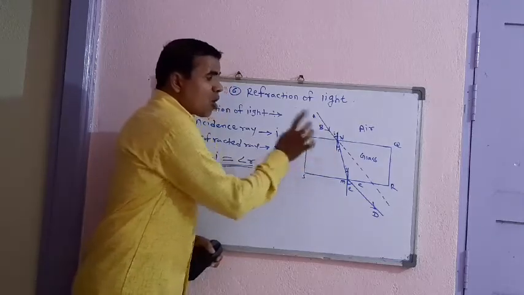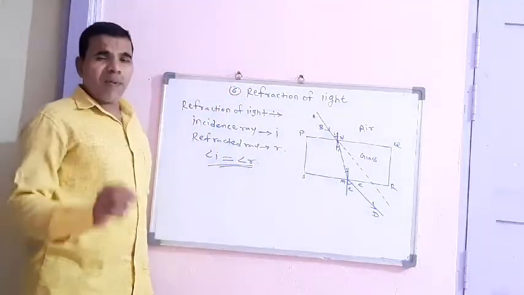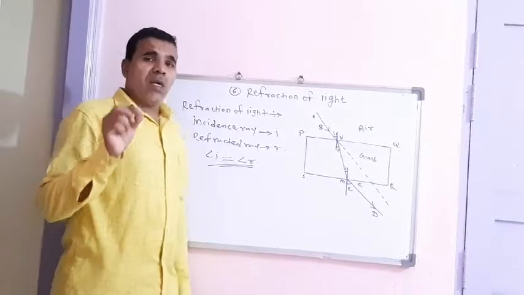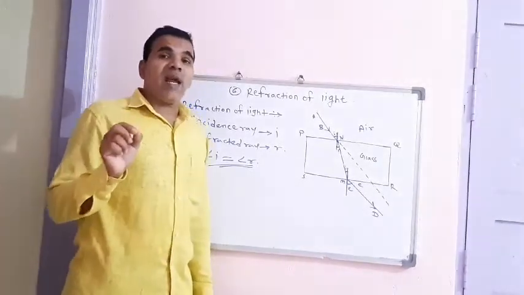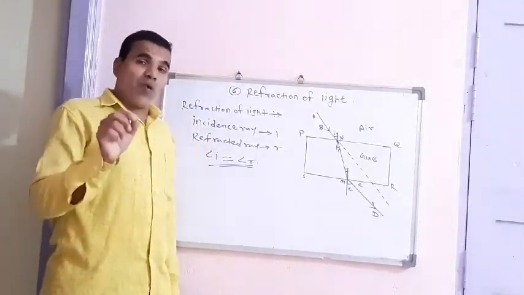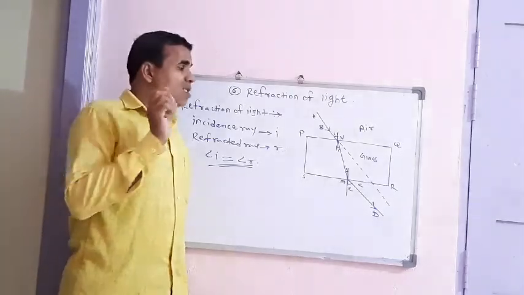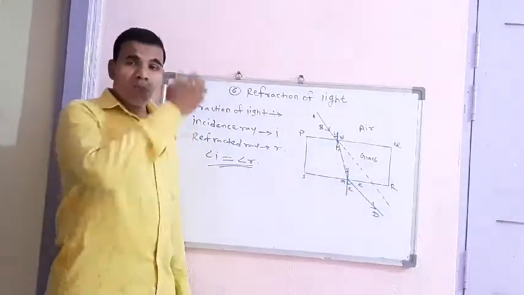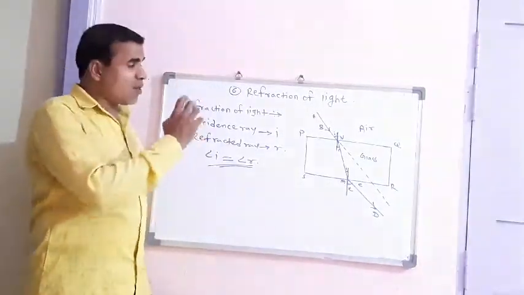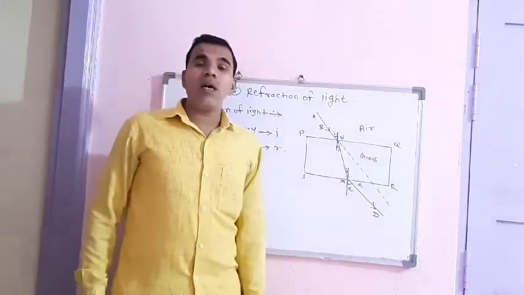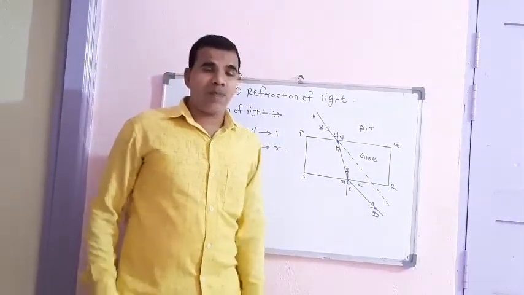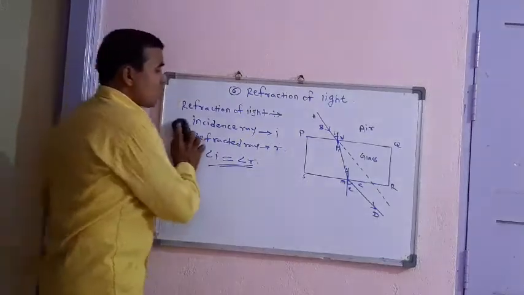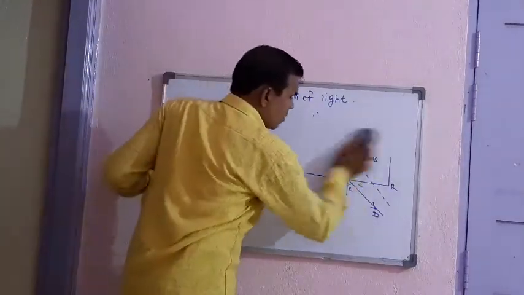They meet at the normal. Normal means the point at which the incident ray and refracted ray meet. This point is called the normal. So we have to discuss the next point, that is the laws of refraction. Look at this, laws of refraction.